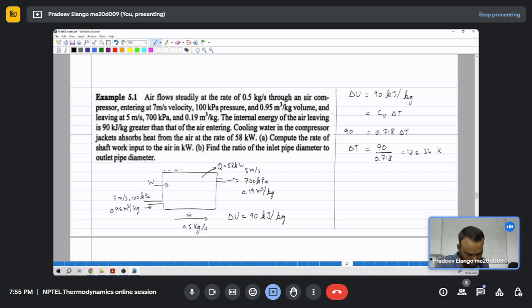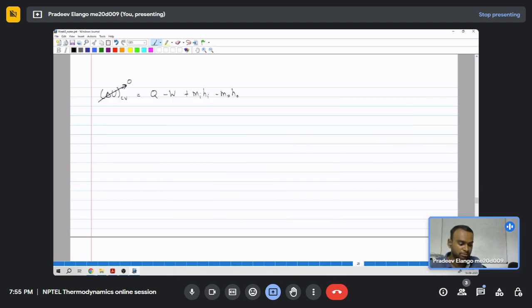So if you take this as the control volume, internally there is no change in internal energy of the compressor, but the energy possessed by the air coming in and going out is changing. So m dot inlet and m dot outlet are the same, and we can write m dot into H inlet minus H outlet.